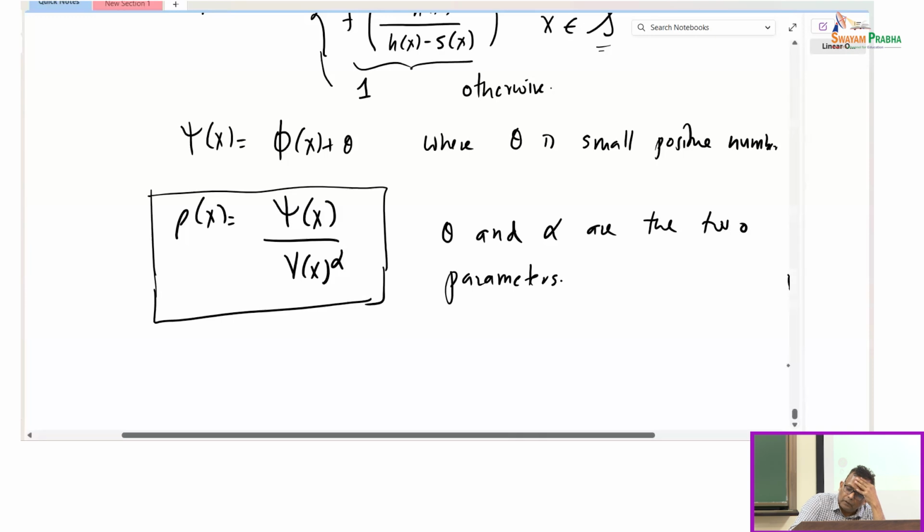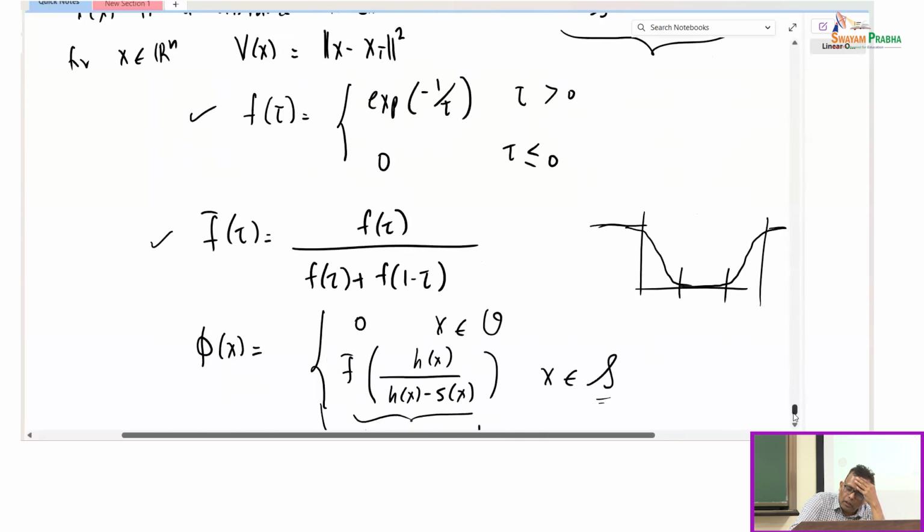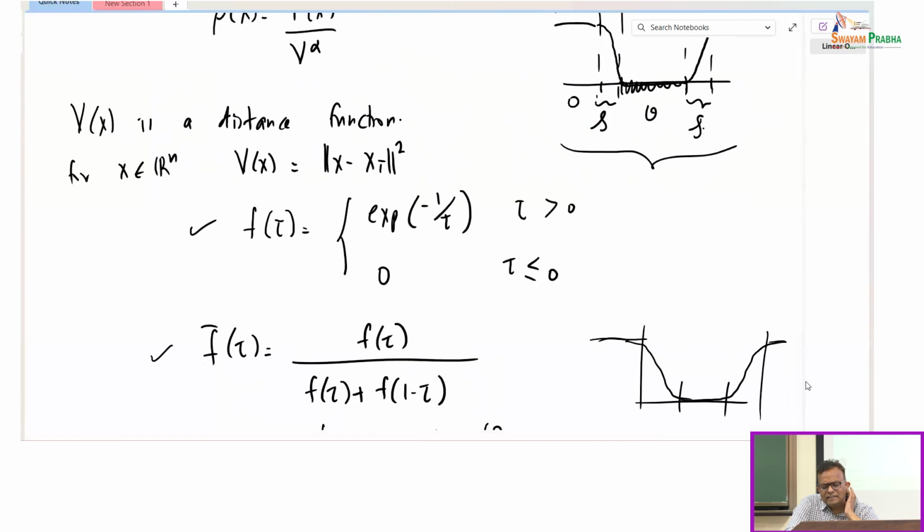And then there is also a third parameter here, because all that is given to you is the description of the unsafe set. What are the external things that you have introduced? The external thing that you have introduced is the sensing region. So the sensing region is a tuning parameter which you can tune to make this algorithm work.